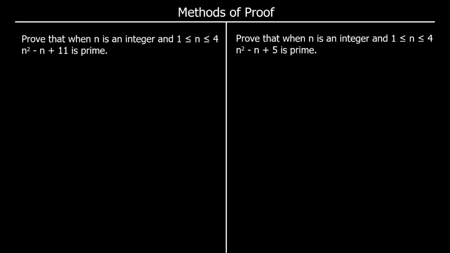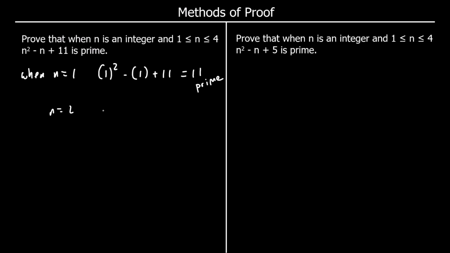So a simple case: prove that when n is an integer and n is bigger or equal to 1 and less than or equal to 4, n squared minus n plus 11 is prime. So we're just going to try every possible number. When n equals 1, we're going to have 1 squared minus 1 plus 11. 1 minus 1 is nothing, plus 11 is 11, and that is prime.